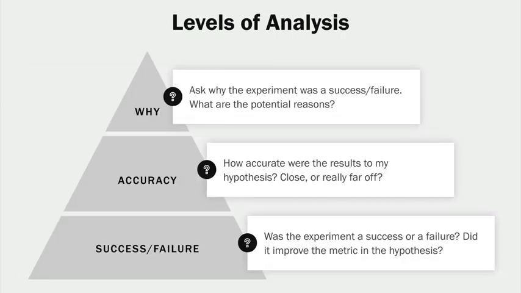So these are the 3 levels of analysis that you should go through: success and failure, the accuracy compared to our prediction, as well as trying to come up with potential reasons for why an experiment was a success or failure. In the next lesson, we'll talk about how do we apply and communicate the experiment learnings within our organization.